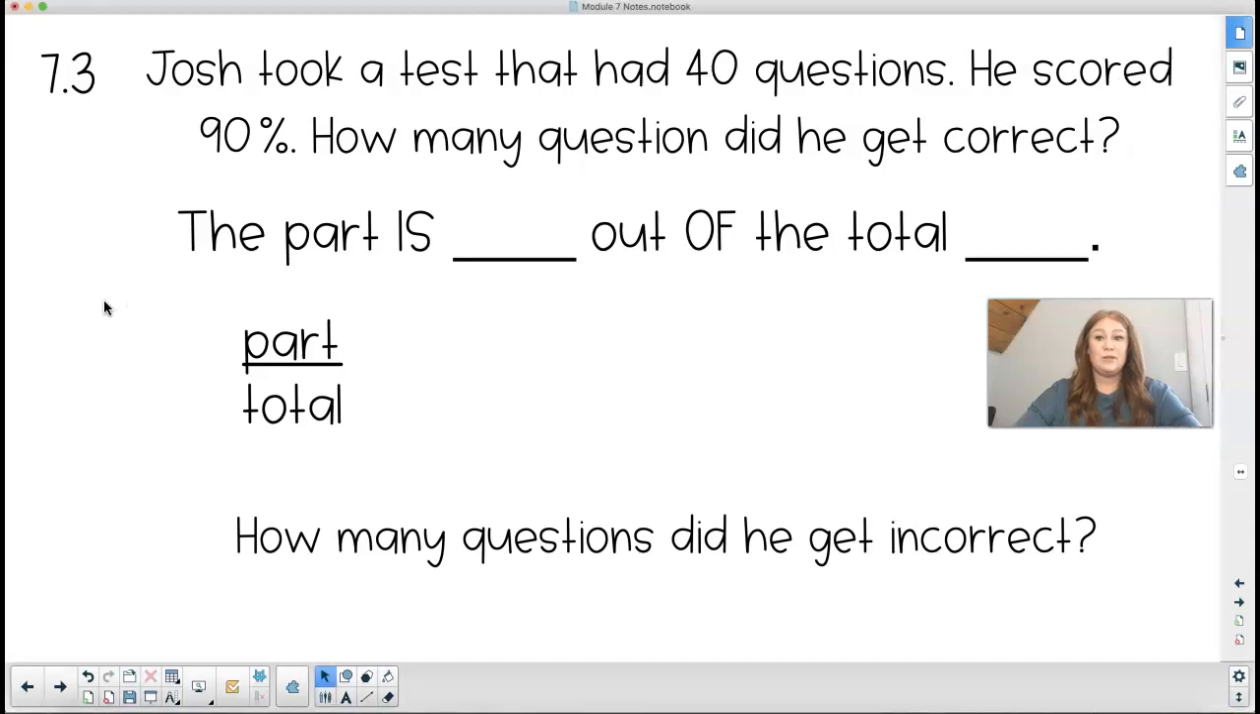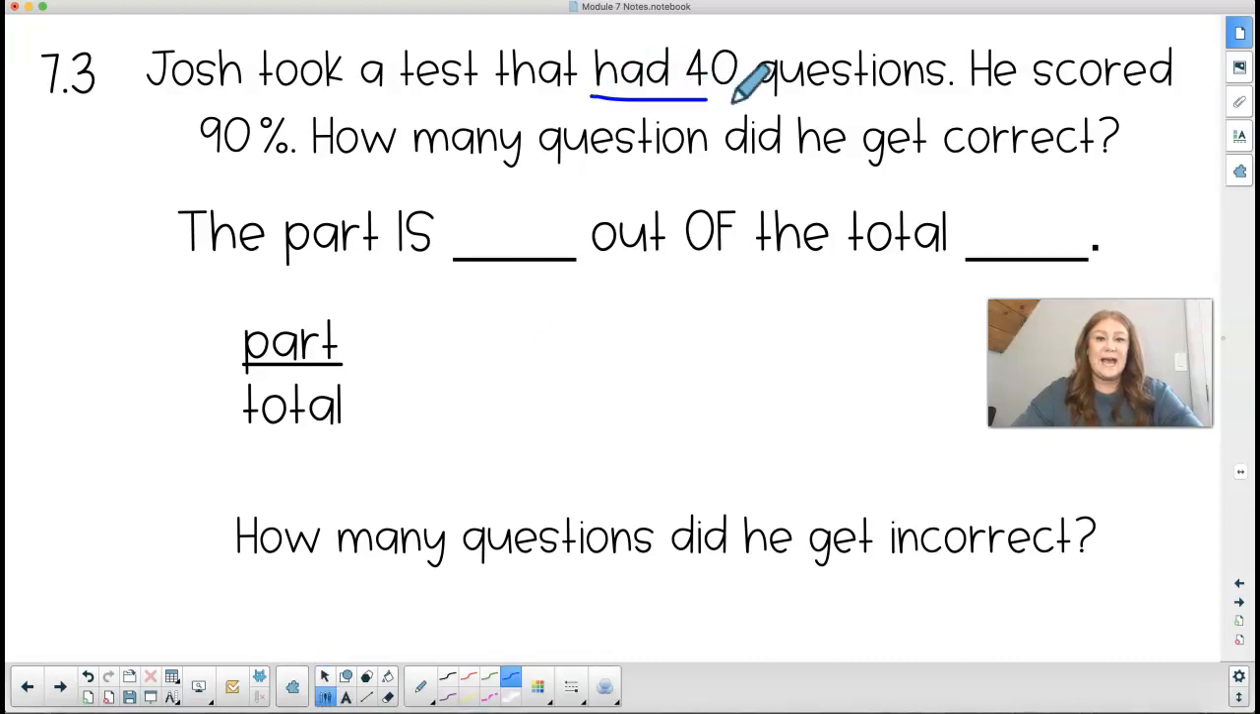Hey, for our 7.3 notes, we're going to be taking the different strategies we have learned to solve for proportions and percentages, and we're going to apply them into the story problem. So we need to read the problem and set it up, think about what do we know, set up our problem, answer the questions. So Josh took a test that had 40 questions.